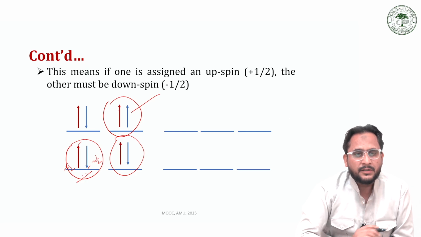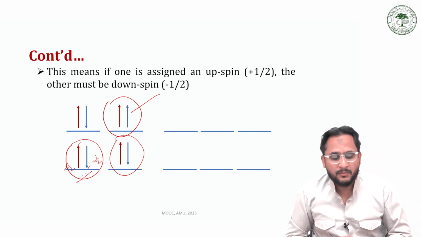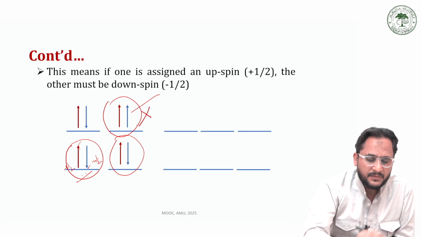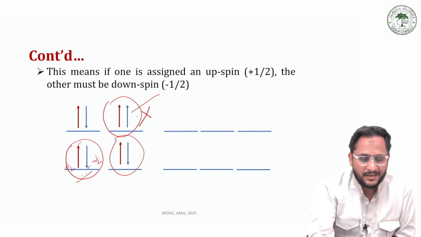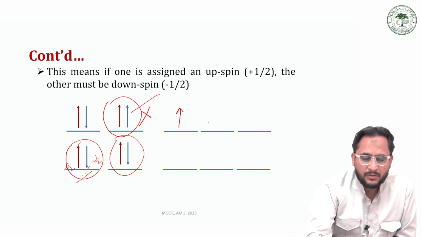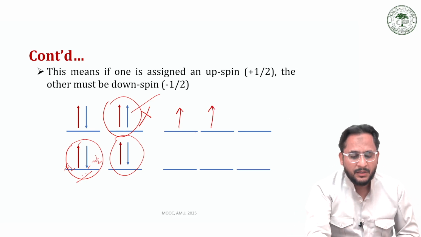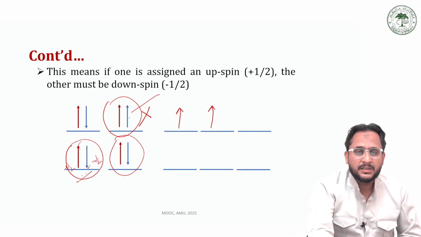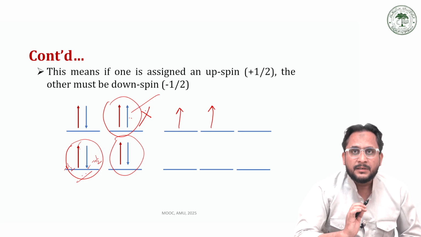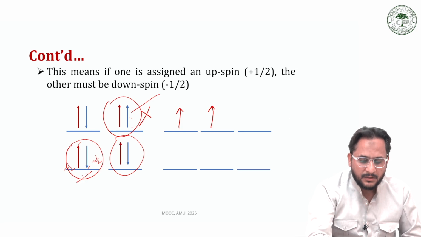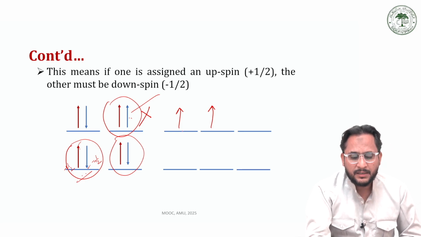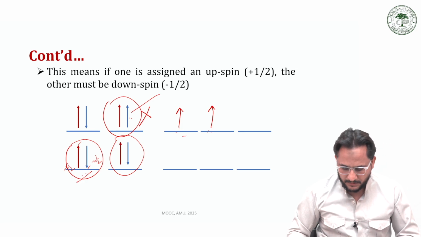But if they are unpaired, then they must be in different orbitals. They cannot remain in the same orbital if they have the same spin. So it cannot exist like that. If the two electrons have parallel spin, they have to be in different orbitals. It is not possible that two electrons that are present in the same orbital have parallel spin. If this has to be the case, the electrons should be in different orbitals.